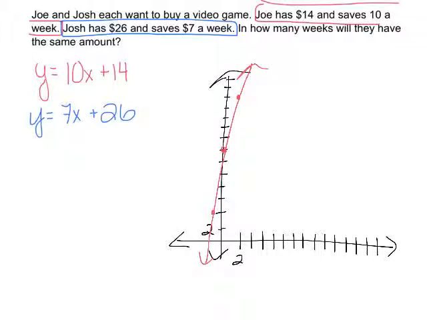And then my second line, I have at 26. And we're actually going to go up 7, over 1. So they're going to be right about there. Or I had to fix my line because I went over 1 wrong.